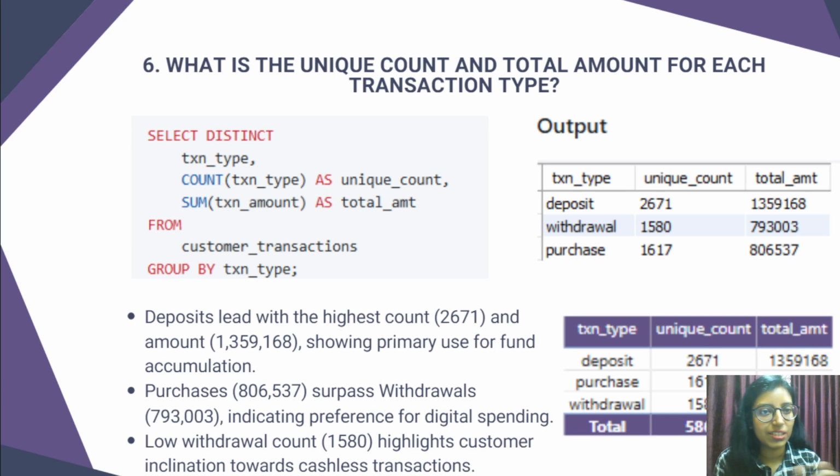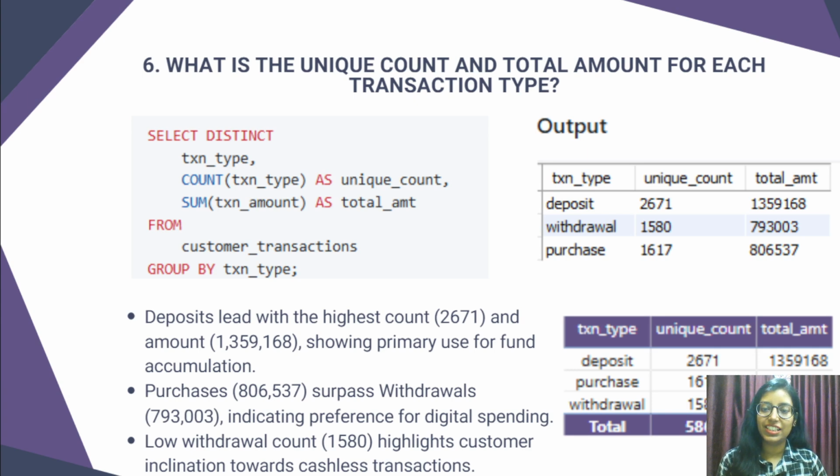For this we wrote a simple query. For getting a distinct count, a unique count, we use the DISTINCT keyword, and COUNT and SUM are both aggregation functions. So as per this output we provide the insights, like deposit. Mostly customers deposit their money in the bank, so that's why the amount is high.